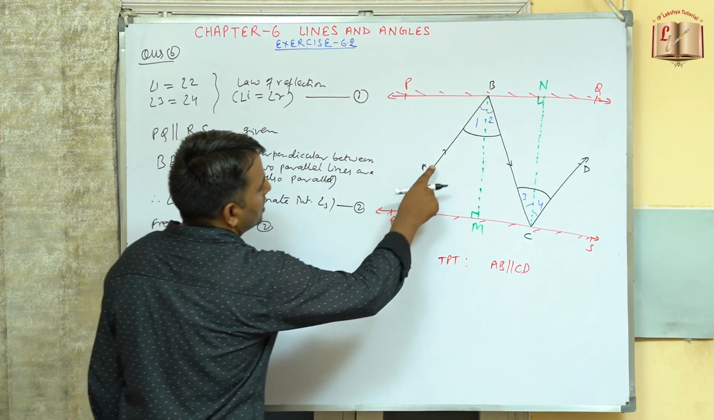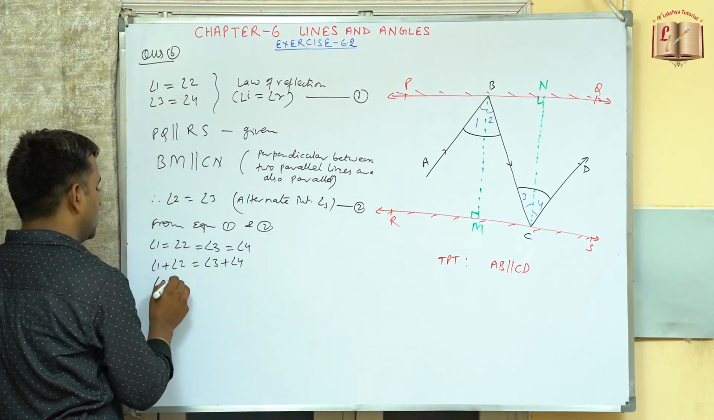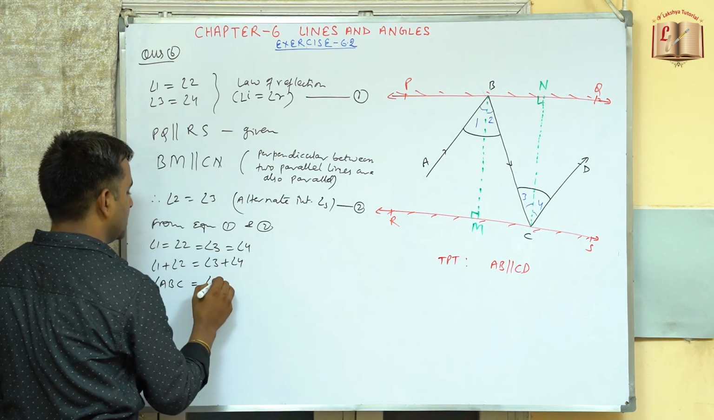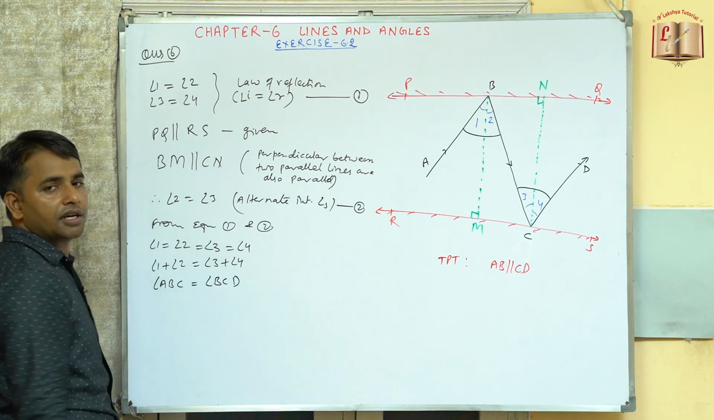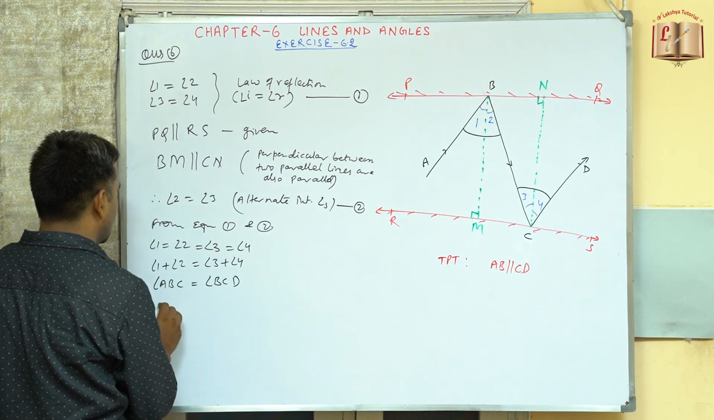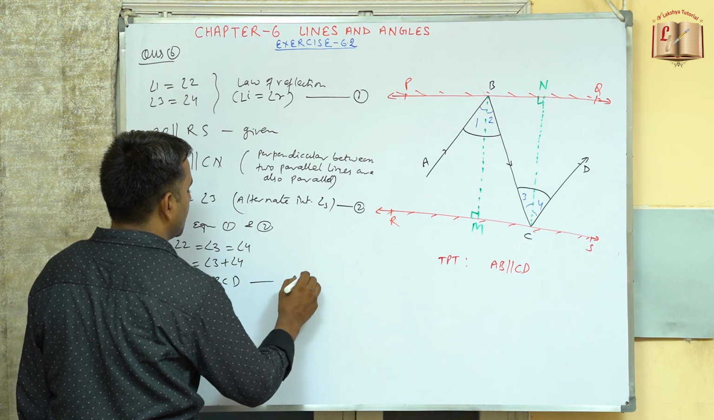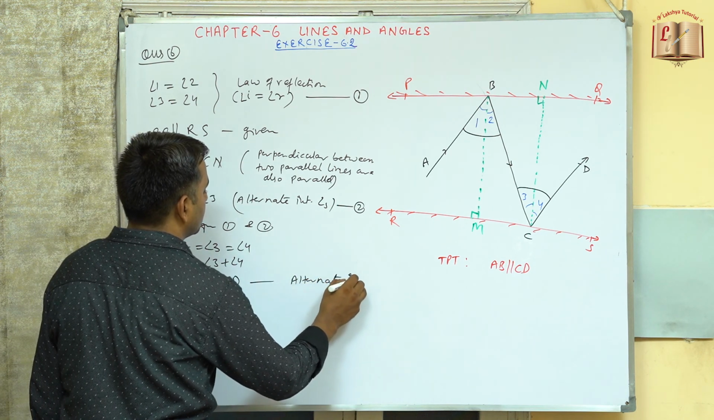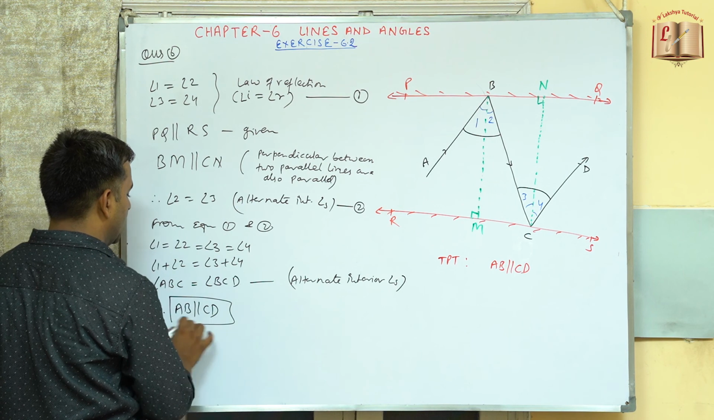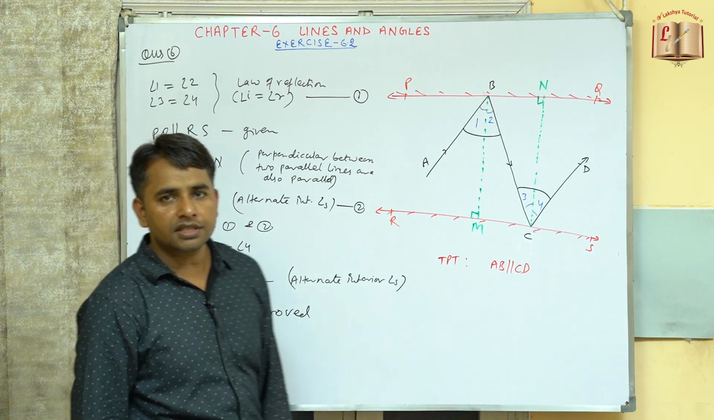Now angle 1 plus 2 is equal to angle ABC, and this is equal to angle BCD. So they are the alternate interior angles. Now see that this complete angle and this complete angle are the alternate interior angles. Therefore AB is parallel to CD. Now this is proved. So we have finished our exercise 6.2.